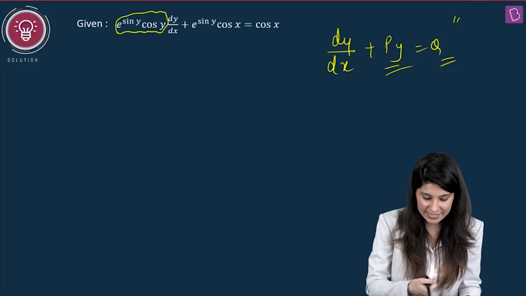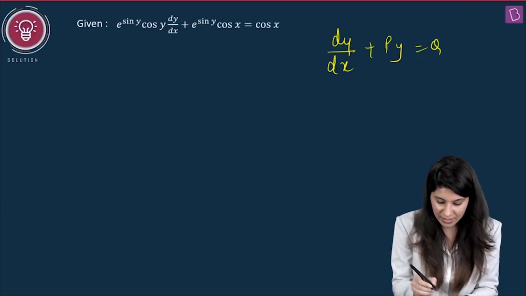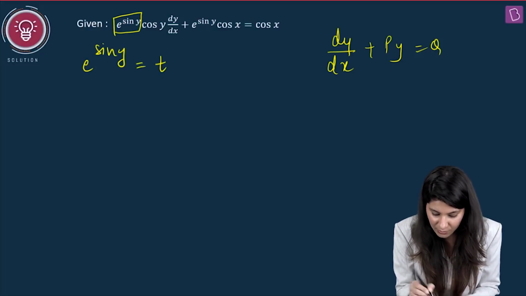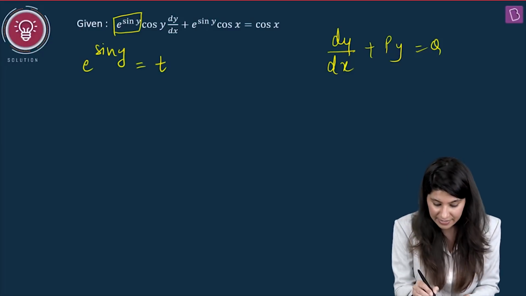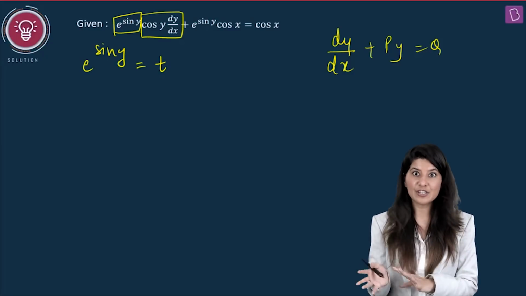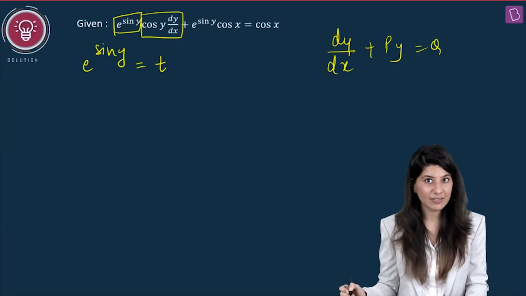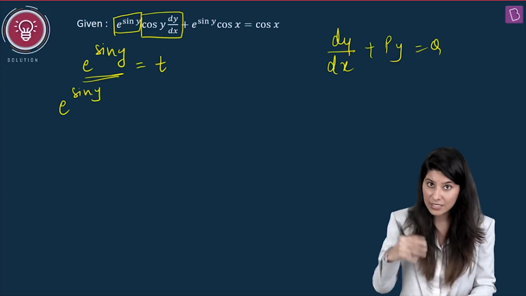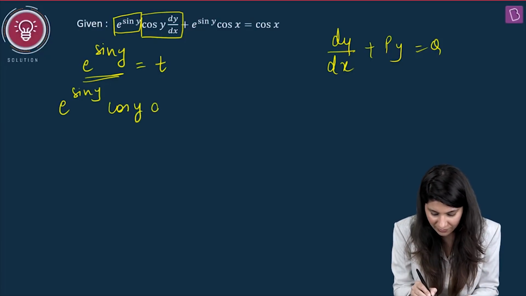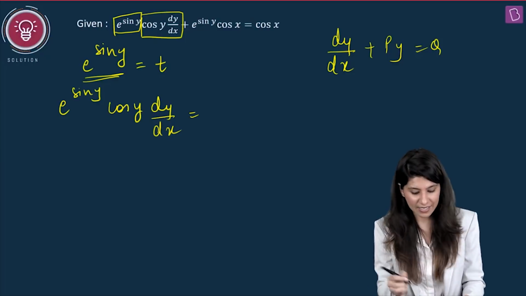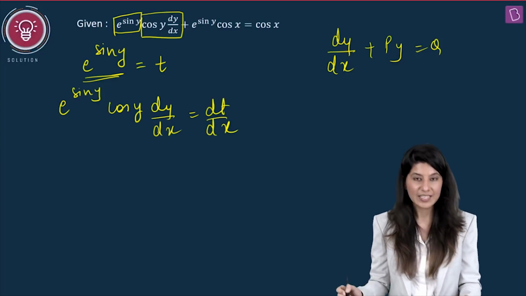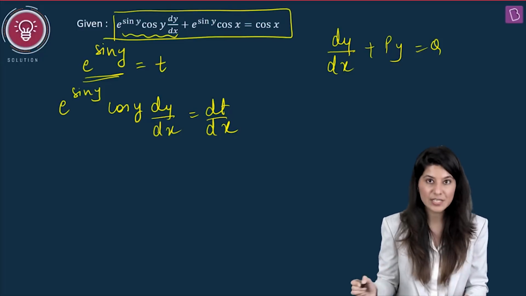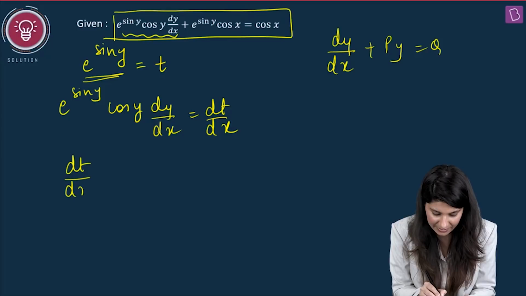But what I can see, a very important thing over here, is if I substitute e raised to power sin y equals t, what I get is this. If I differentiate both sides, what I get is cos y dy by dx. Let's differentiate this: e raised to power sin y, then sin y has a differentiation cos y, then we have dy by dx, and on the right hand side we have dt by dx. Right? So we can convert this equation. So this whole expression will be replaced by dt by dx.